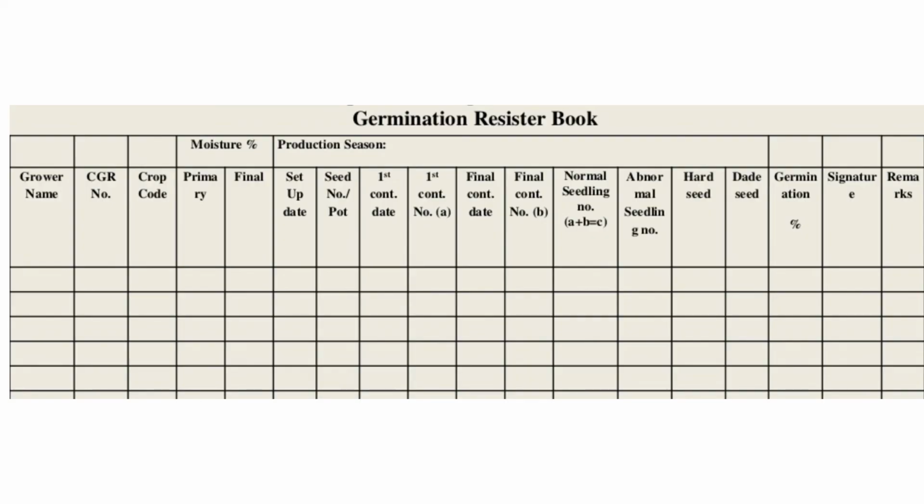Taking this as an example, we have here a germination register book. In this we record the name of the grower, the seed germination tester, the accession number, crop code, the type of crop, and moisture content. In the germination test, the germination percentage is recorded, the number of dead seeds, hard seeds, abnormal seeds, and normal seedlings. Such data has to be recorded precisely in the entry.